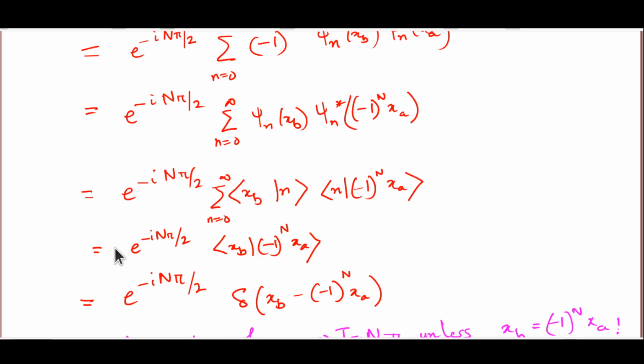So as you can see, the propagator really becomes singular when ωt equals an integer multiple of π. In fact, it becomes singular like a delta function, and it vanishes unless x_b is equal to x_a if capital N is even, or x_b equals minus x_a if capital N is odd.